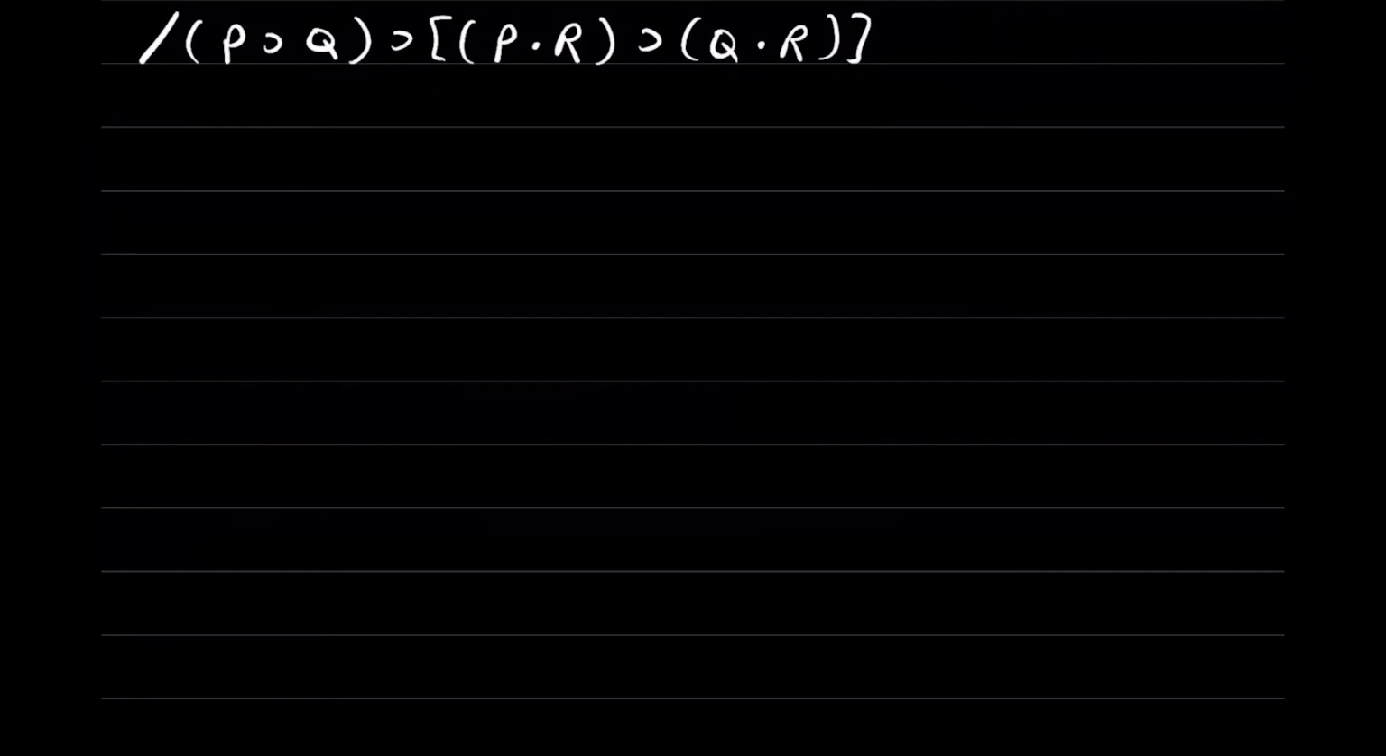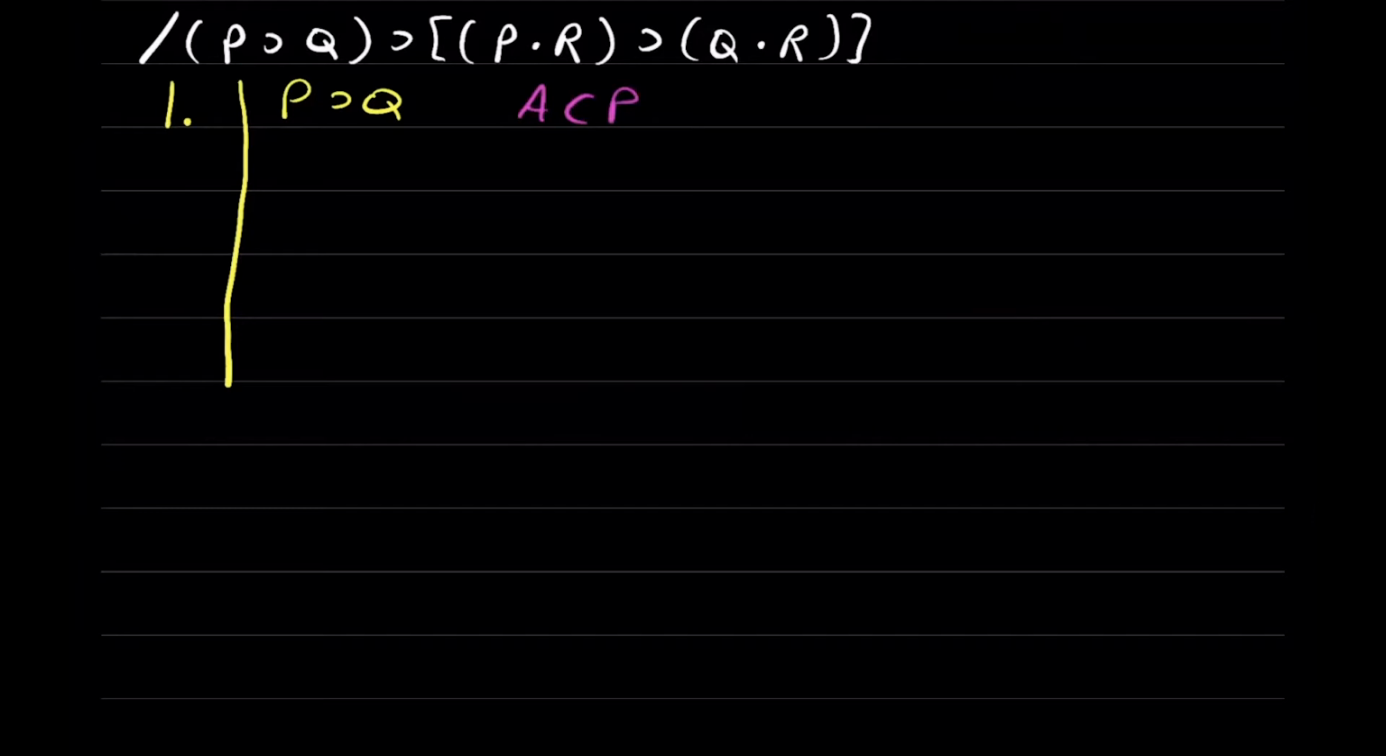Okay, so like we said, we're going to start with line 1. There are no premises, so we're going to start right off the bat by introducing an assumption line. And we're going to do a conditional proof like we just described. We're going to assume the antecedent of this conditional, P implies Q. ACP, assumption for conditional proof.